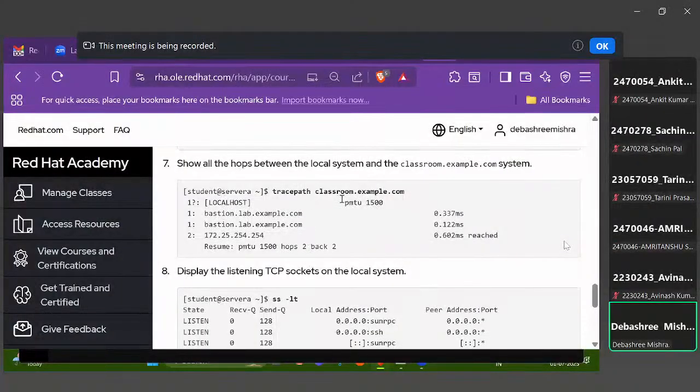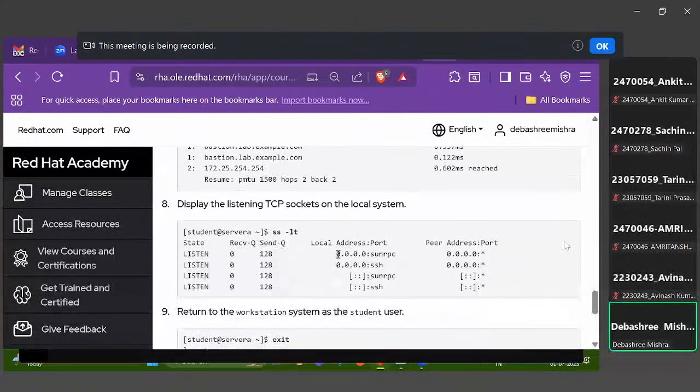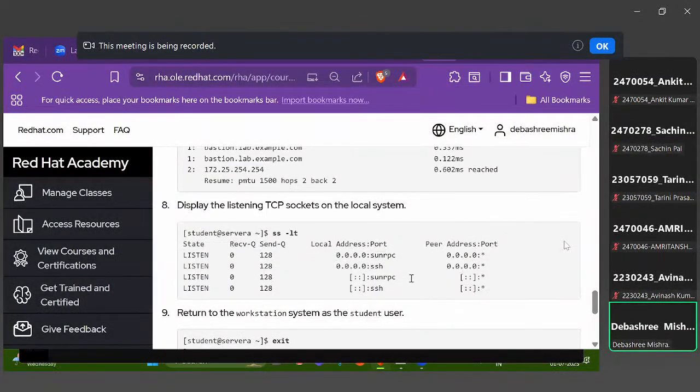The next is stresspathclassroom.example.com. So this is a website, right? If you want to check how many hop counts there are between the local system and the link, you can use the command called tracepath. Tracepath will give you the details of hops between the local system and the system that you want to connect to, right?